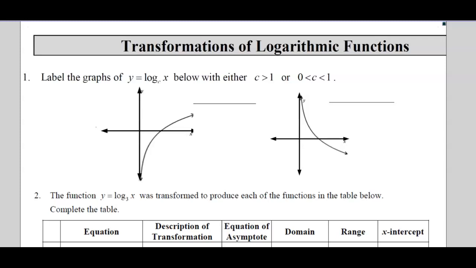So we're going to perform transformations on logarithmic functions now. This is your last one that you're going to try for. Okay? So your last type of function to learn in this unit.